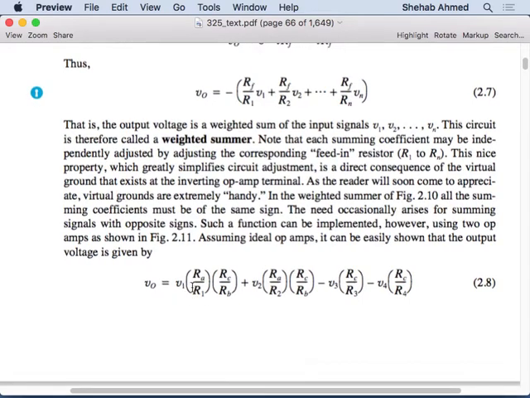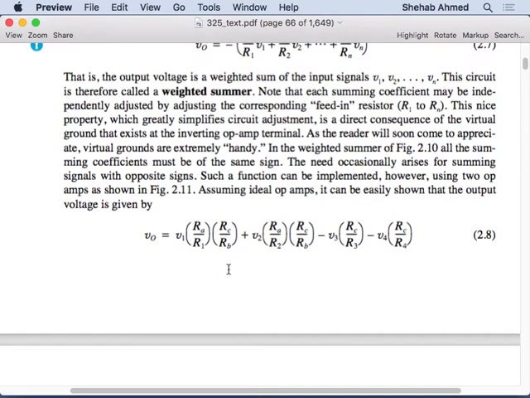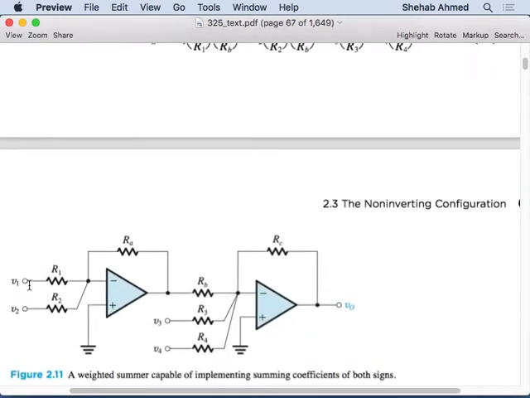But you see, these last two are negative. No, but these two are positive. Sure, because they only saw one gain, right? So the initial signals, V1 and V2, were inverted, and then they were inverted again.